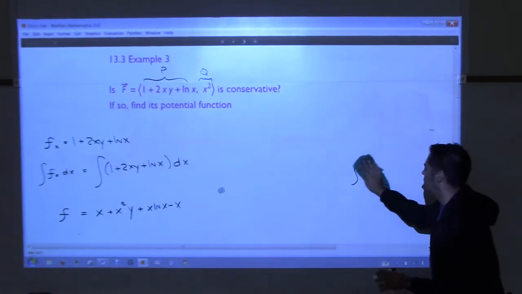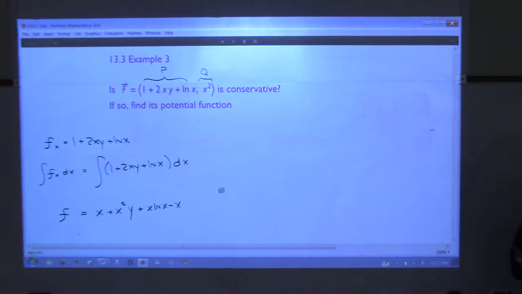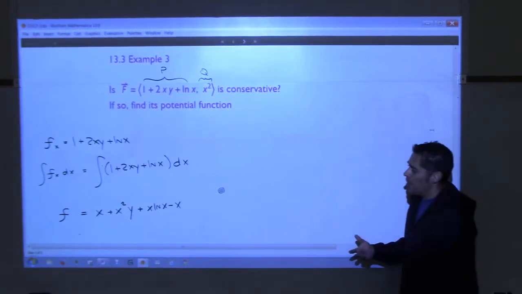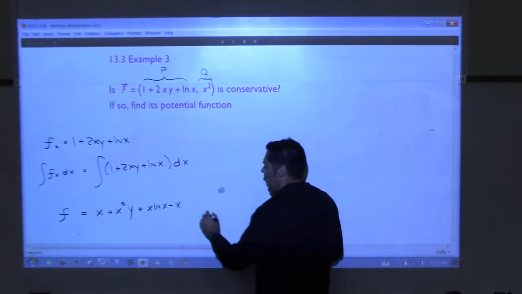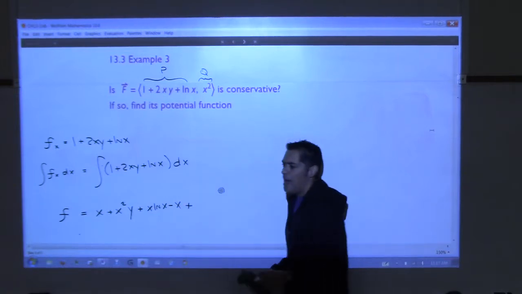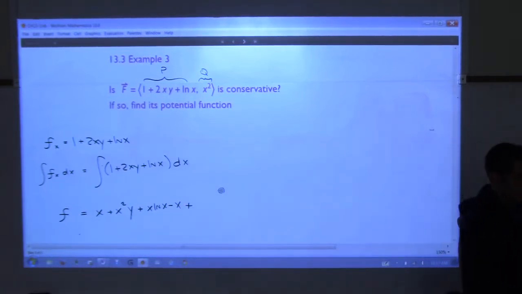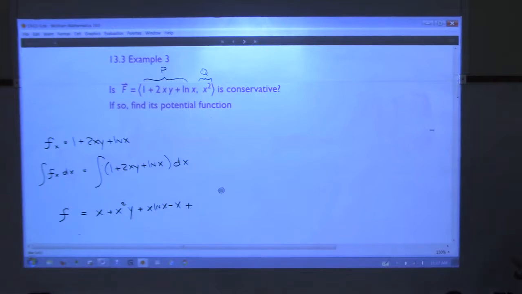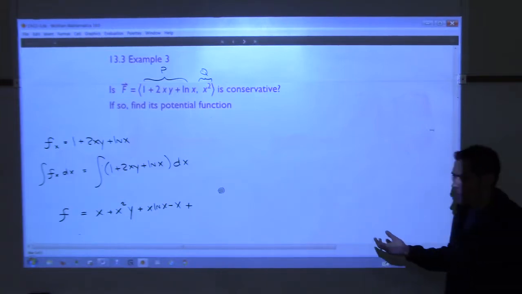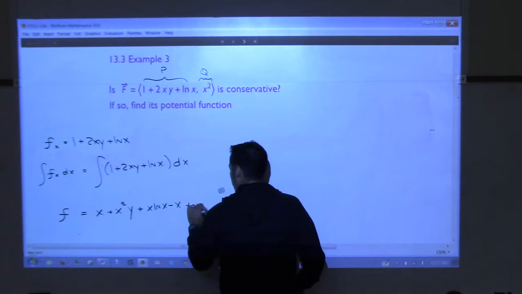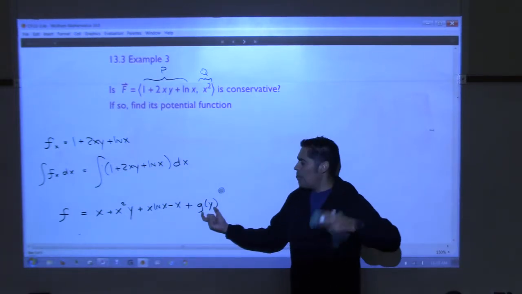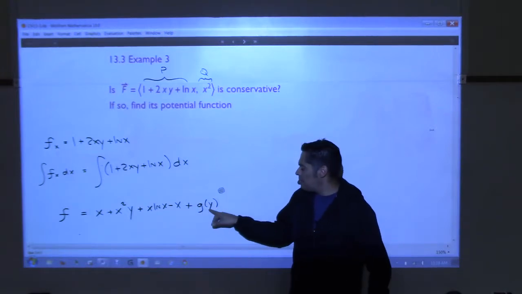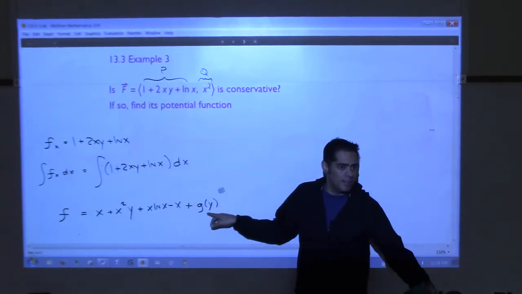We're missing something, though. Plus a constant is what it normally is, right? But I also talked about this last time, that this could be more than a constant. It could actually be anything that has just y in it, right? Or a constant in it. Do you all agree? So I put here something like g of y, any function of y, which could include constants. So the way you think about it is, let's say that this piece right here was y squared.